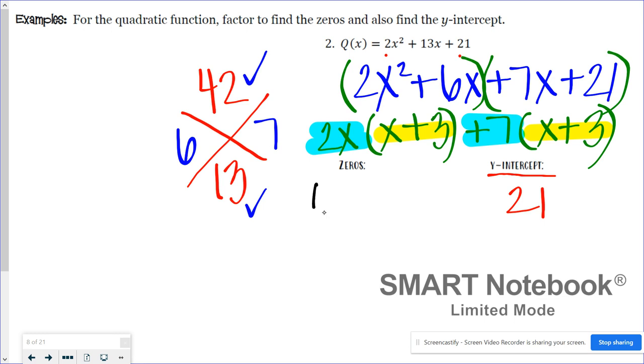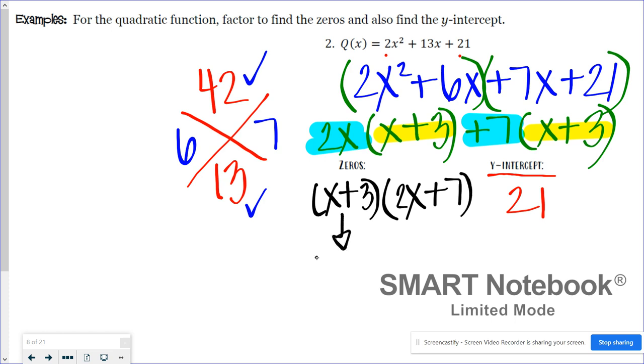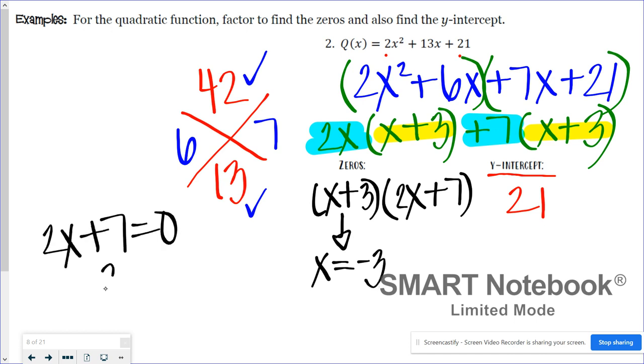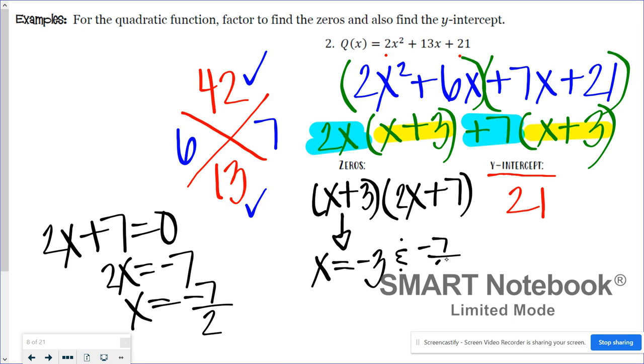So my factored form, I've got the x plus 3, and I've got the 2x plus 7, and then I can use my zero product property to find the zeros. So x plus 3 indicates that -3 is a 0. And then the 2x plus 7, if I set that equal to 0 and solve, I get that x is -7/2. And that would be my other 0 of my quadratic function.